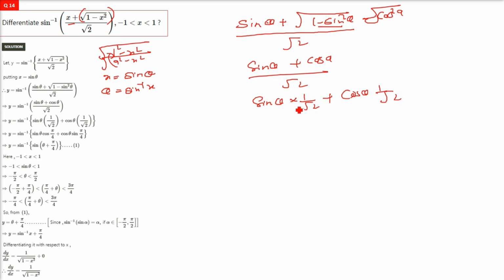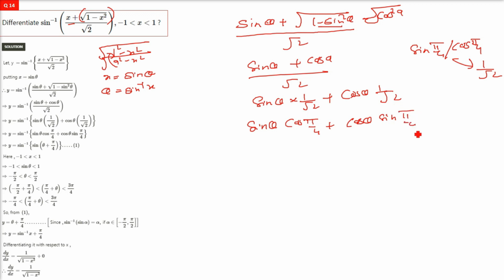Now you can take this first one as cos pi by 4, second one as sin pi by 4, because sin pi by 4, cos pi by 4, sin 45 degree, cos 45 degree, they are 1 by root 2, they are the same number. So I am writing sin theta, in place of 1 by root 2 I am writing cos pi by 4, plus cos theta, and this is 1 by root 2, so I write it as sin pi by 4. So sin a cos b plus cos a sin b is simply sin a plus b. So sin theta plus pi by 4. And you have a sin inverse outside also.